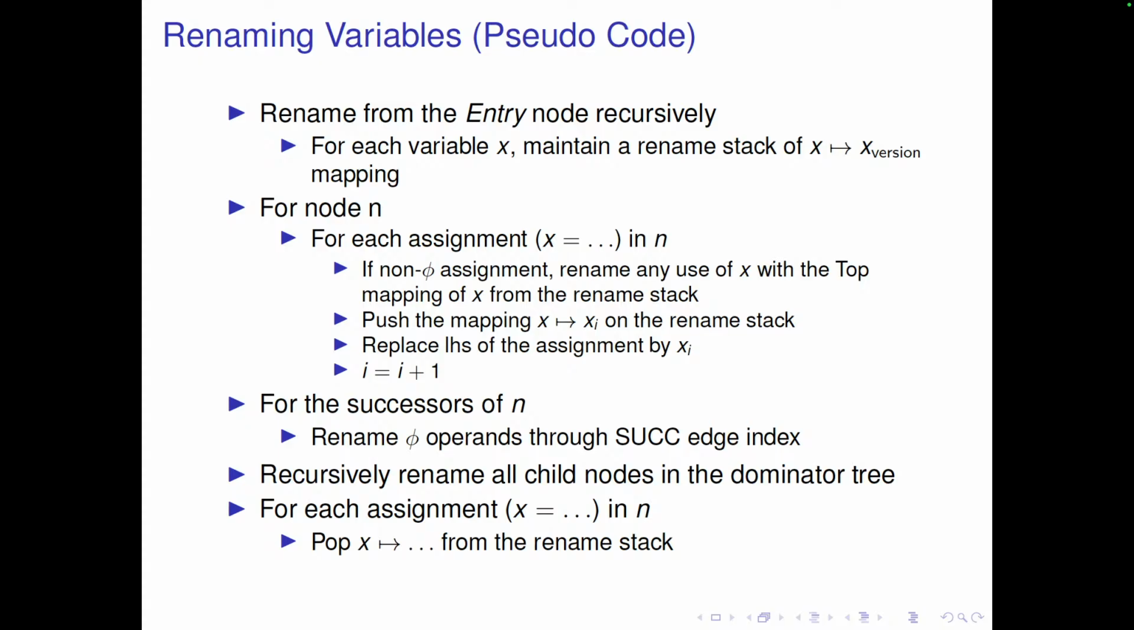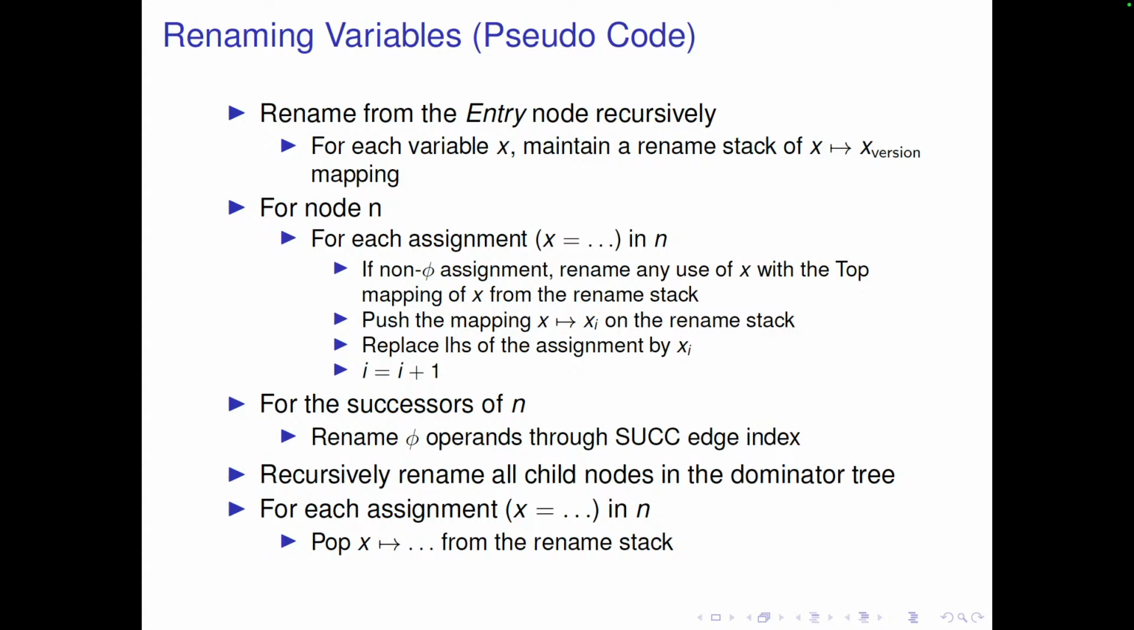So this is my next version that I have to use. At this stage I have to push mapping X arrow Xi on the rename stack. So I am just going to push 0 here. This says I am going to use X0. Let me just call it X0. Replace the LHS of the assignment by X0 and increment your I by 1.